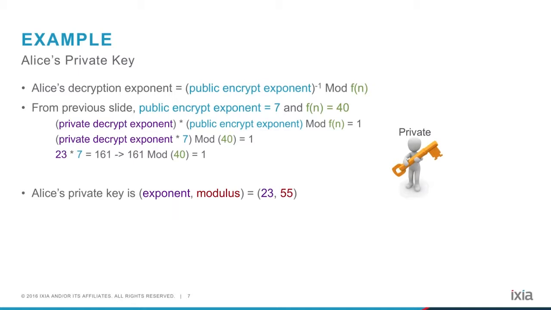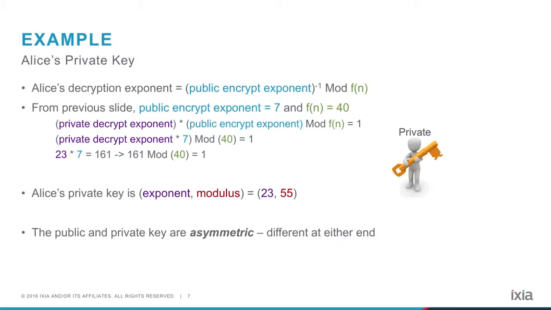Now, something important to note here: the public and private key are asymmetric. That means I've got different numbers at either end. The private key is not the same as the public key. The private and public are different, as opposed to a symmetric key, which we'll talk about a little bit later.